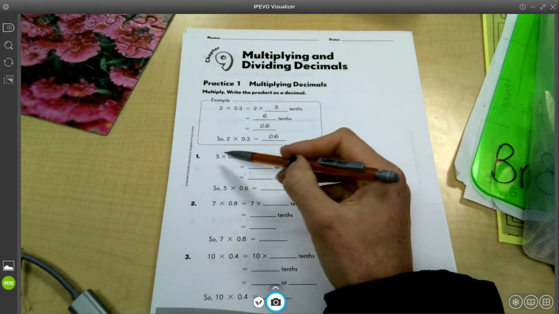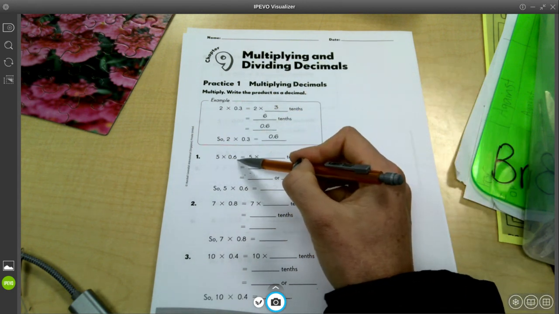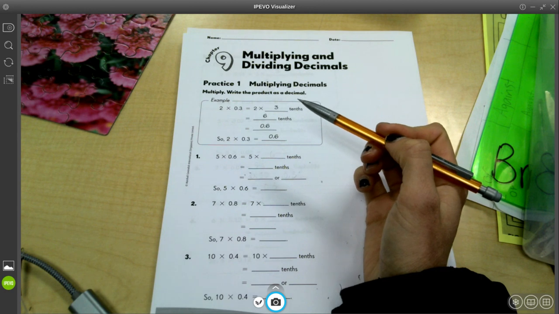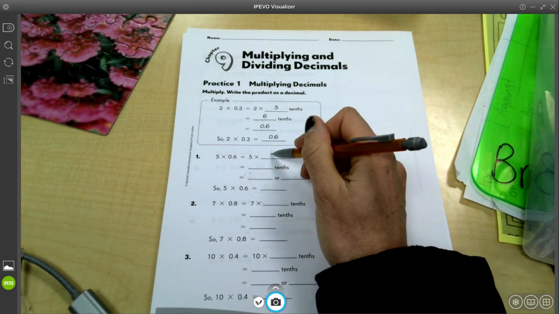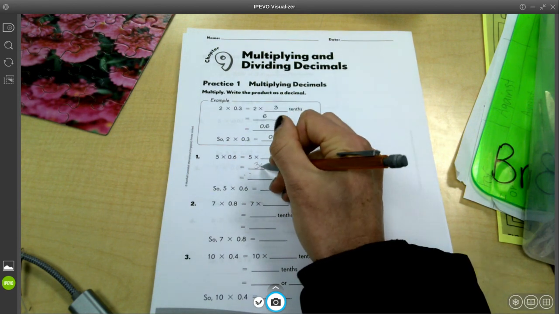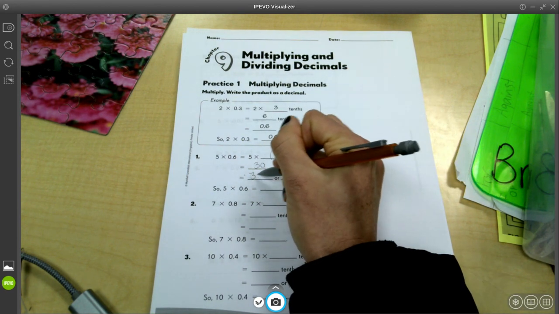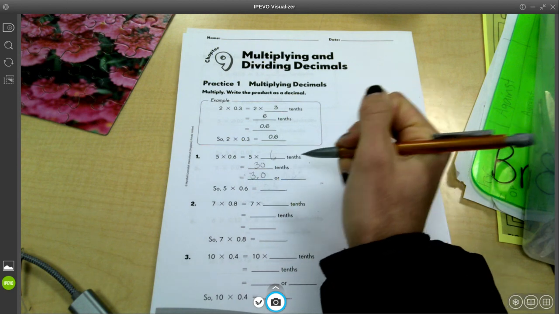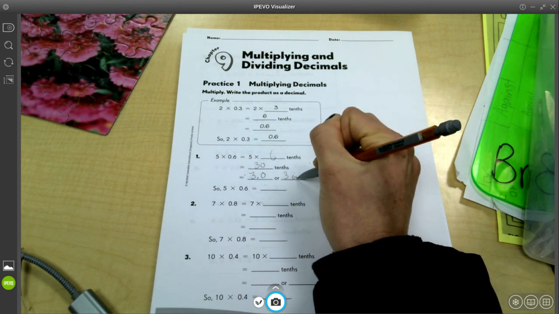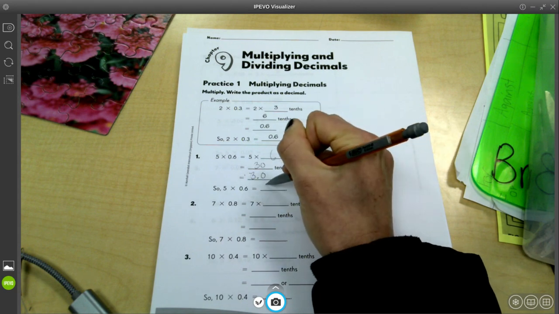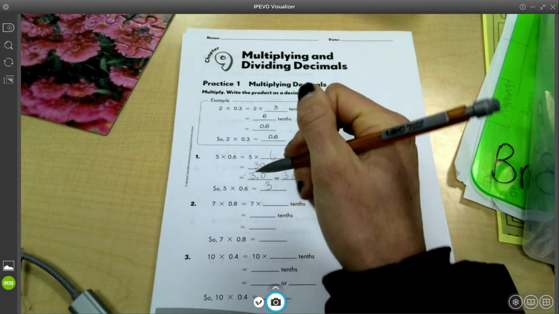So if you are ending up with something that doesn't make sense, you've really got to think about that. So if I have 5 times 6/10, I'm not going to end up with a large number, right? I'm doing 5 times 6/10, which is 30/10. 30/10 is 3 wholes, or 3 ones. So 5 times 6/10 is 3.